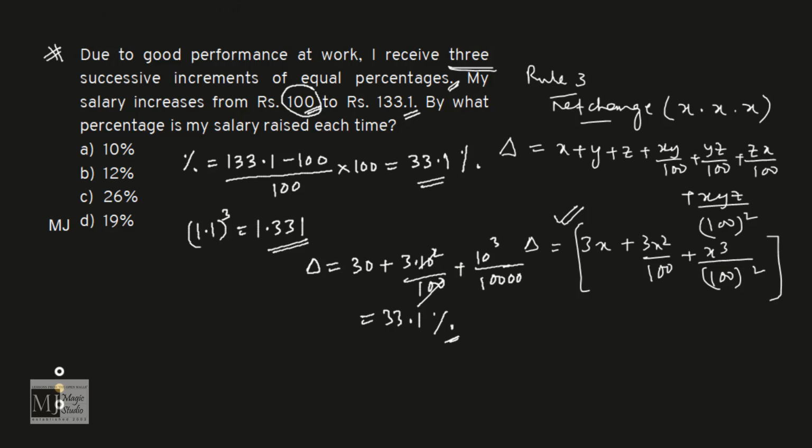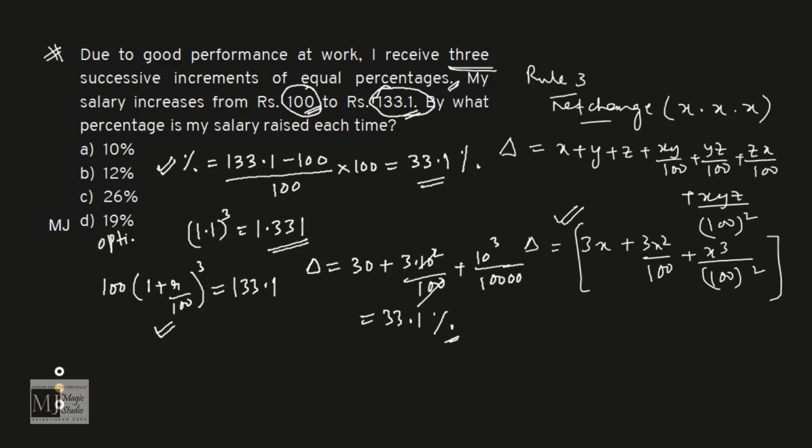But what if this number is not 100 and this number is not familiar to us with respect to the 100? First of all, we need to find the percentage change, and we can use the compounding formula also. We can say 100 into 1 plus r by 100 to the power 3, because there are 3 successive increments. This is equal to 133.1, and then we can try to identify the value of r.